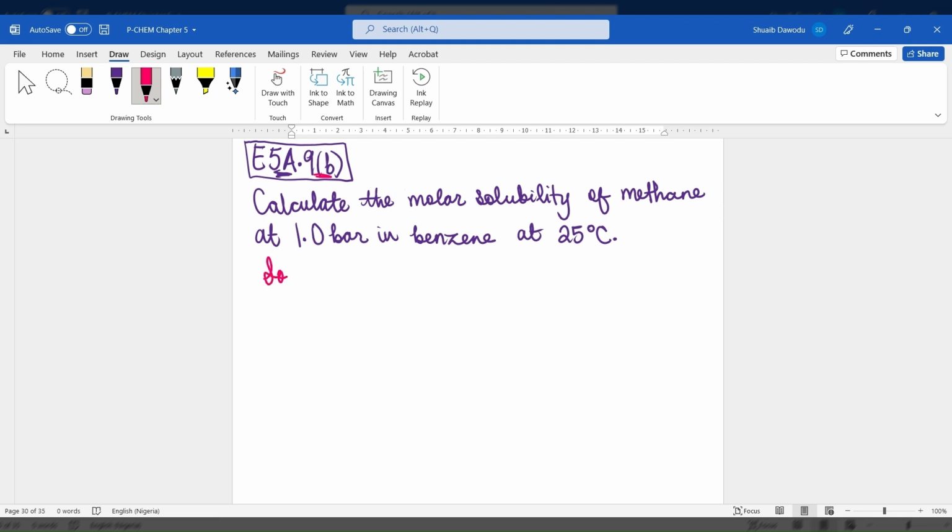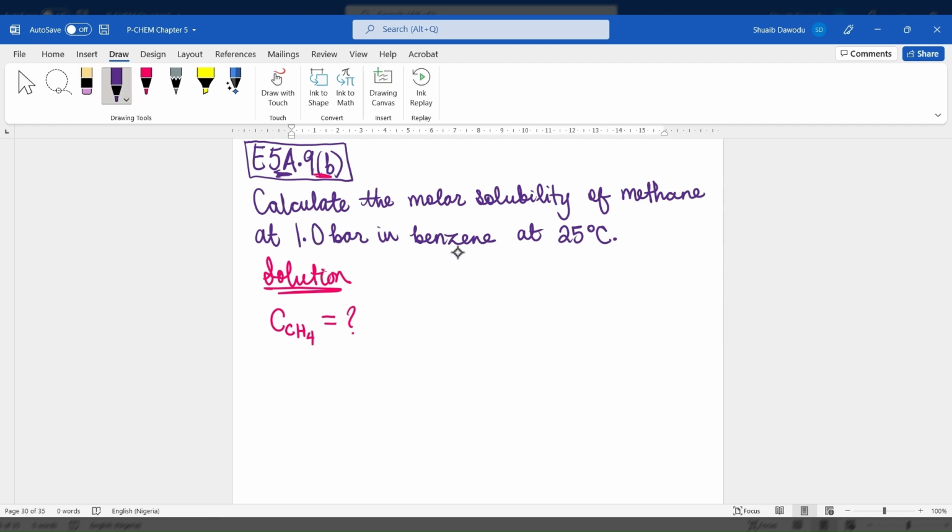We're told to find the molar solubility of methane. For those of you who do not know, molar solubility is just another way to say concentration or molar concentration. So really, what they're asking us to find is the concentration of methane, which is a gas, CH4, at 1.0 bar. So the gas is at 1.0 bar in benzene. Benzene is going to be the solvent in this case, and we have methane gas in benzene at 1.0 bar. Benzene here being, of course, a liquid and methane being a gas.